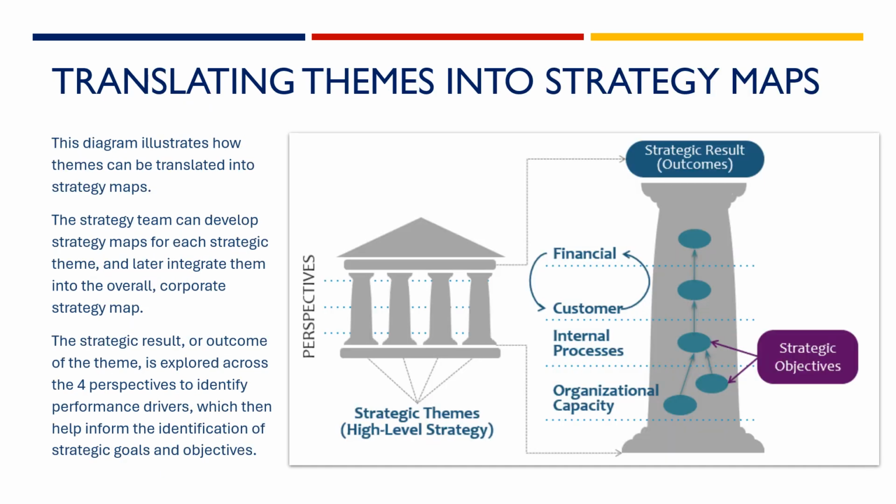This diagram illustrates how themes can be translated into strategy maps. The strategy team can develop strategy maps for each strategic theme and later integrate them into the overall corporate strategy map. The strategic result, or outcome of the theme, is explored across the 4 perspectives to identify performance drivers, which then help inform the identification of strategic goals and objectives.